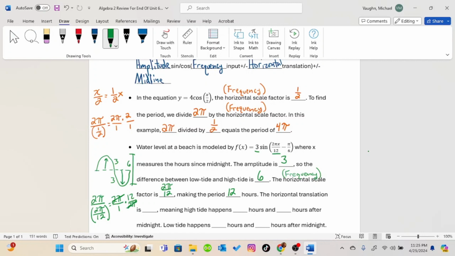The horizontal translation is blank. Well, this is what is being added or subtracted inside the parentheses from the input. So the horizontal translation is minus pi over 6, meaning the high tide happens blank hours and blank hours after midnight.